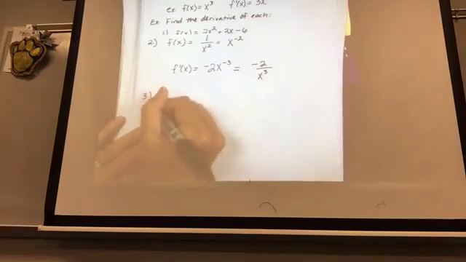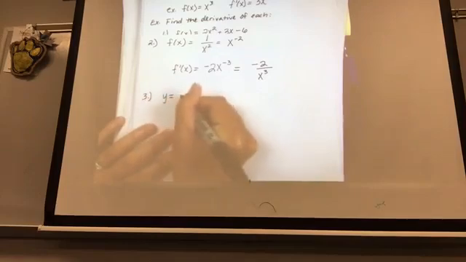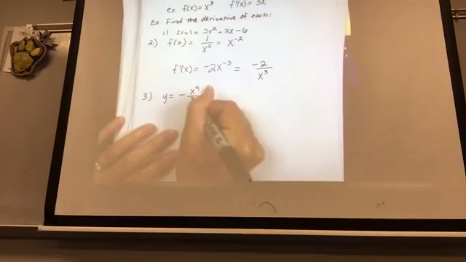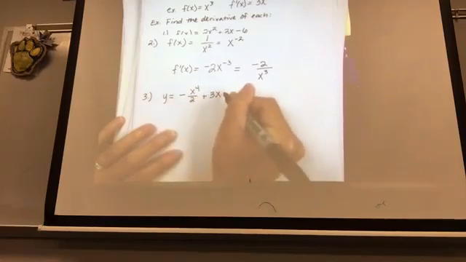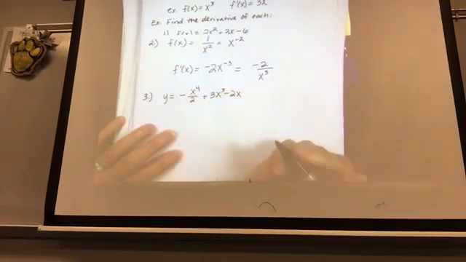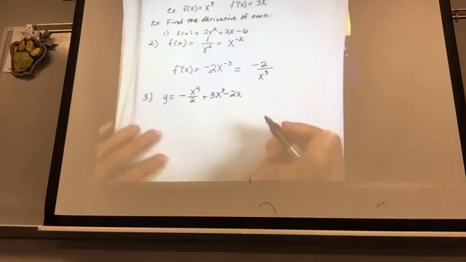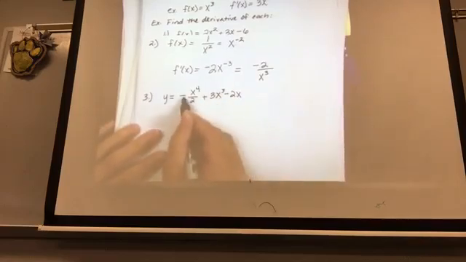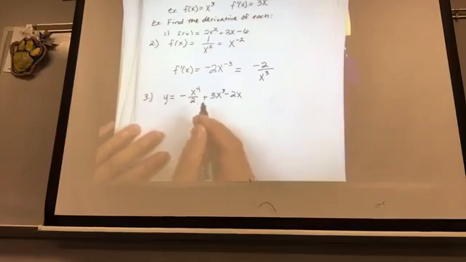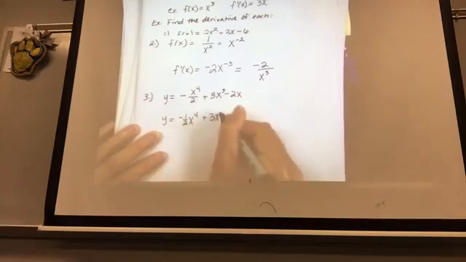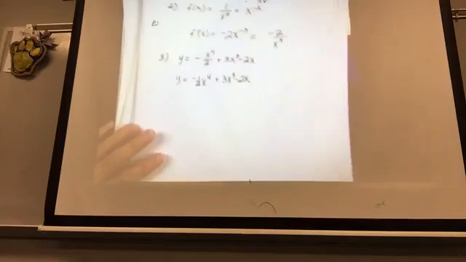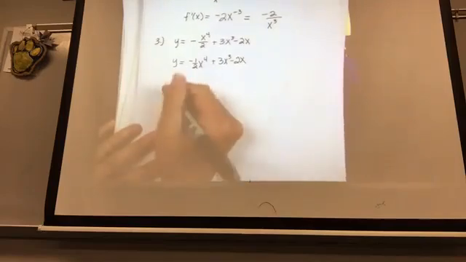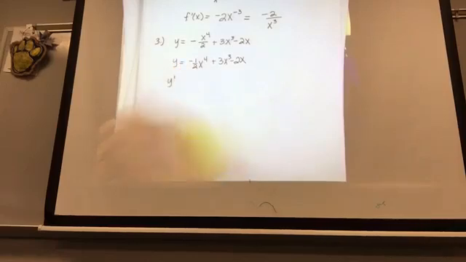Number 3, we have y equals negative x to the 4th over 2 plus 3x cubed minus 2x. I know negative x to the 4th over 2 is the same as negative 1/2 x to the 4th, so I can rewrite that if I don't want to do it in my head. And now to find the derivative, I'll use my power rules. Since I started with y, I'll denote the derivative as y prime.